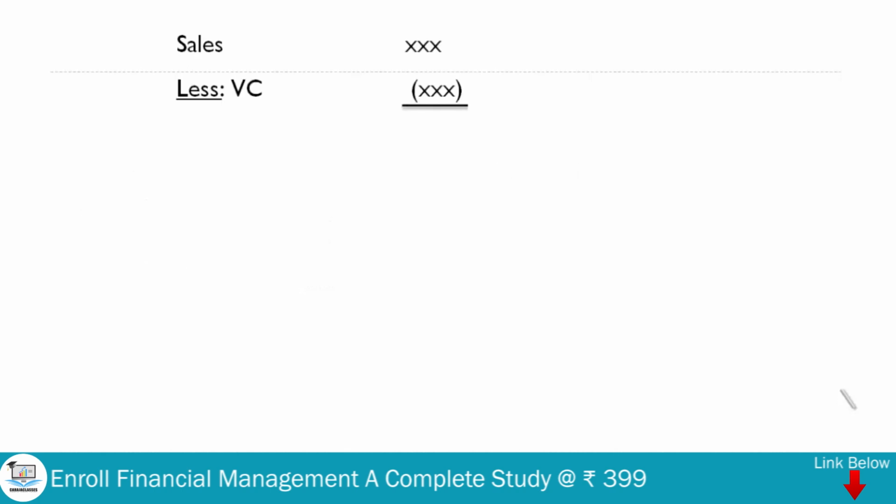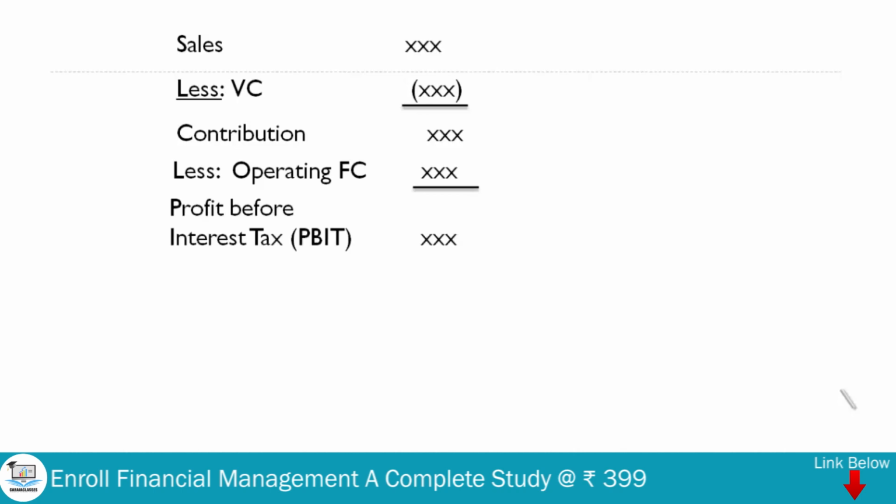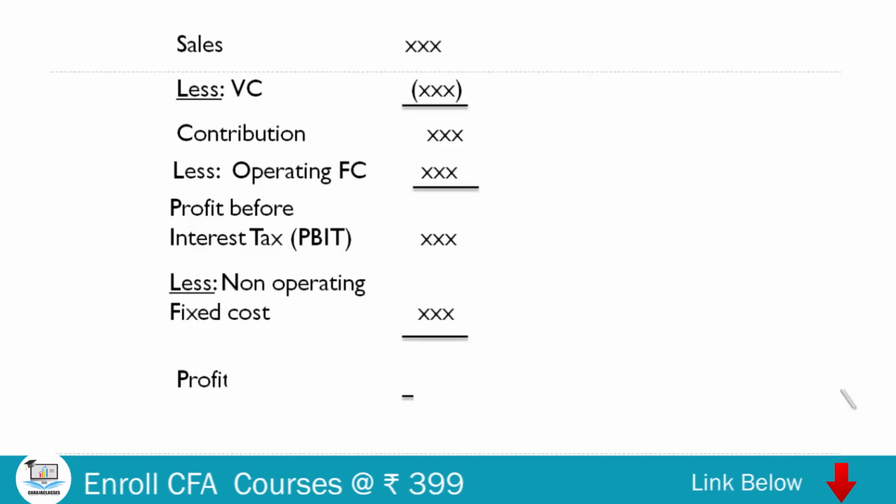From sales, if we remove variable cost, what we'll get is contribution. From contribution, if we remove fixed cost, we'll get profit. Now we have broken the fixed cost into two. One is operating fixed cost. So from contribution, if you remove operating fixed cost, what you will get is known as profit before interest and tax. And from this, if you remove the non-operating fixed cost, what you will get is known as profit before tax. So friends, understand, the presence of operating fixed cost would tell us what is known as operating leverage.